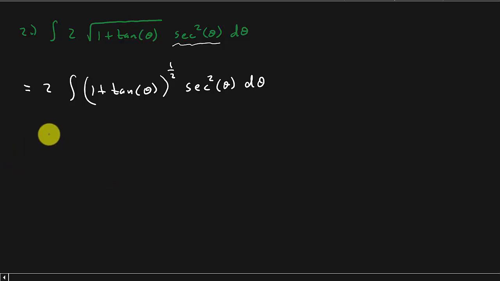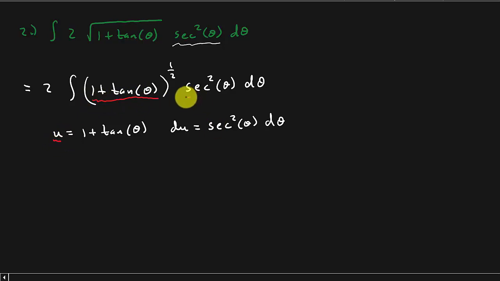All right. So now let's do our U-substitution. I'm going to let u equal 1 plus tangent theta. And so du is secant squared theta d theta. Derivative of 1 is 0. Derivative of tangent is secant squared. And so look at this. I'm going to replace this with u. And then look at this: secant squared theta d theta. You see that? I'm going to replace that with du.